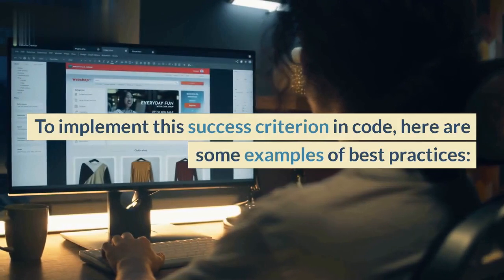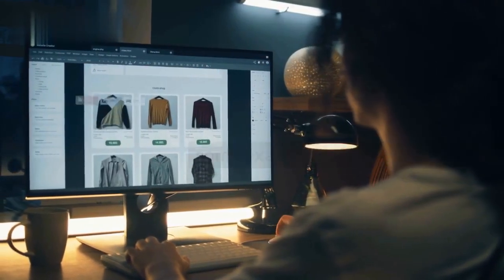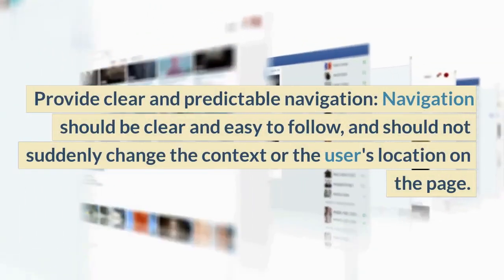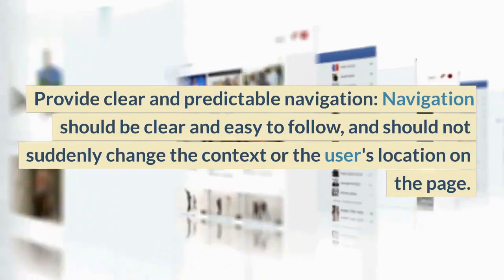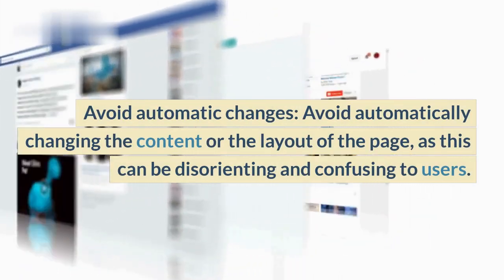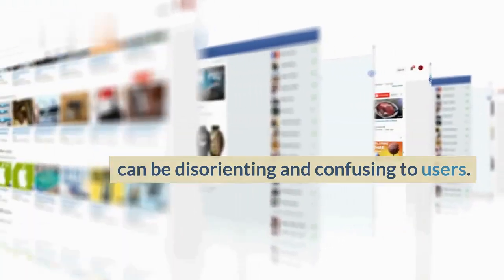To implement this success criterion in code, here are some examples of best practices. Provide clear and predictable navigation. Navigation should be clear and easy to follow, and should not suddenly change the context or the user's location on the page. Avoid automatic changes. Avoid automatically changing the content or the layout of the page, as this can be disorienting and confusing to users.